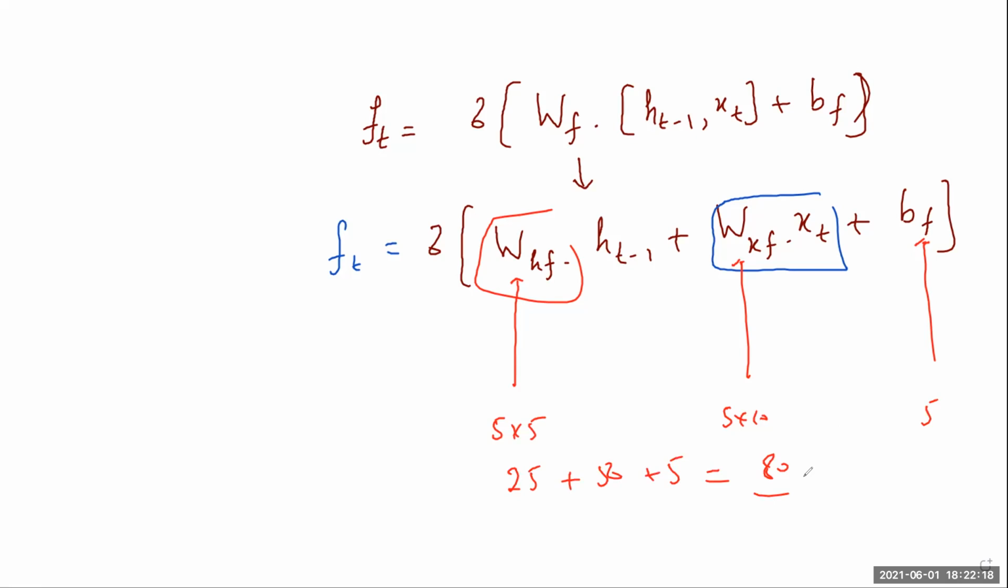And if it is the input gate, instead of F I'll be using I here. This will be I and this will be I. Rest everything remains the same. So the input gate will also have 80 parameters, right? Similarly, the output gate will also have 80 parameters. So just keep this information in mind. We'll come back to this. Let me go back to the slides.